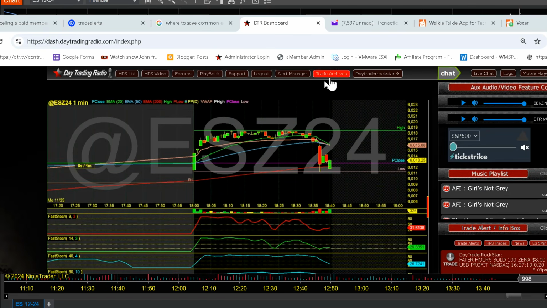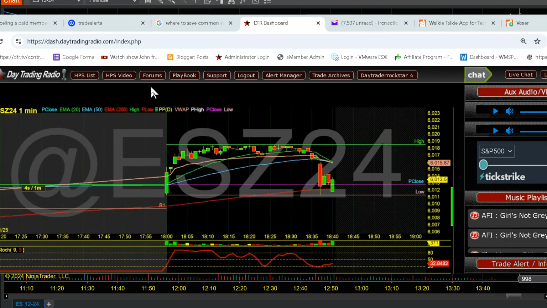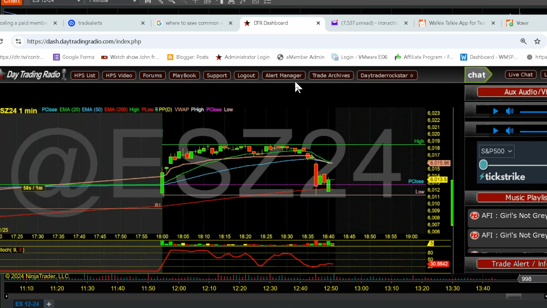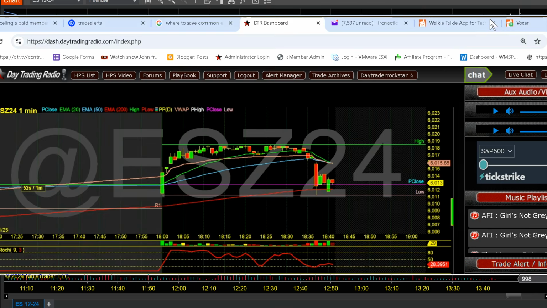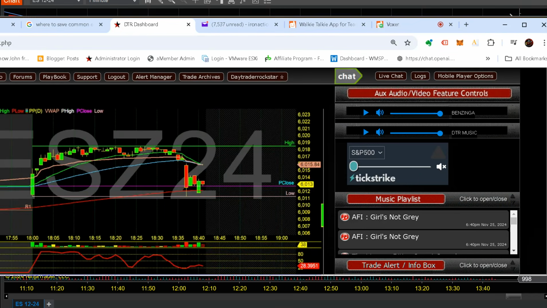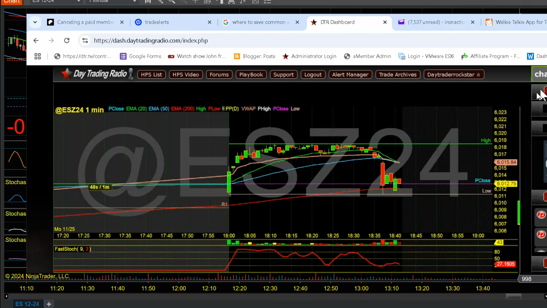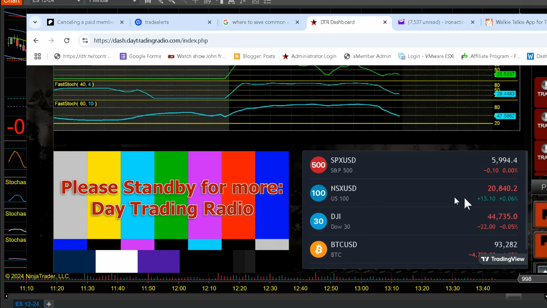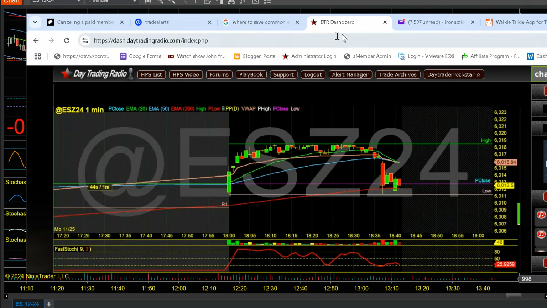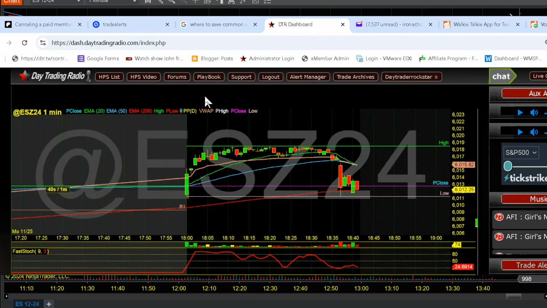And up on the top here, I'll zoom this in a little. You'll see a lot of little, this is again when you sign in as a member. You'll see the HBS watch list, the forums, the playbook, support, alert managers, trade archives, everything else. Your news is over to the right. In case you're not familiar, first time seeing Day Trading Radio, great stuff, a lot of stuff on this. Your bot section, DTR2, but up here is where all your education, a lot of your lessons, plans are.